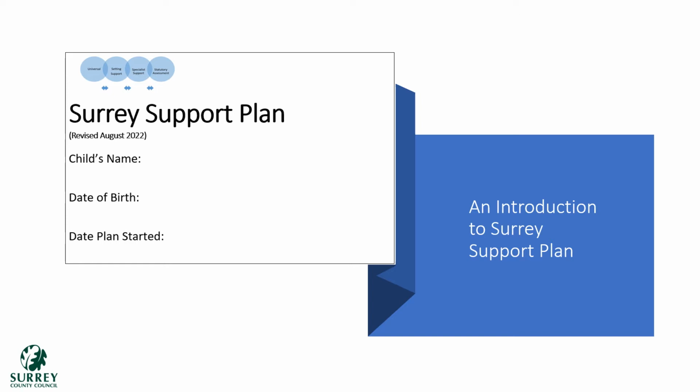On the first page, you'll need to complete the child's name, date of birth and the date that you started the plan. This is the date that you agreed to implement some additional or targeted support for the child, which has been agreed in consultation with parents.